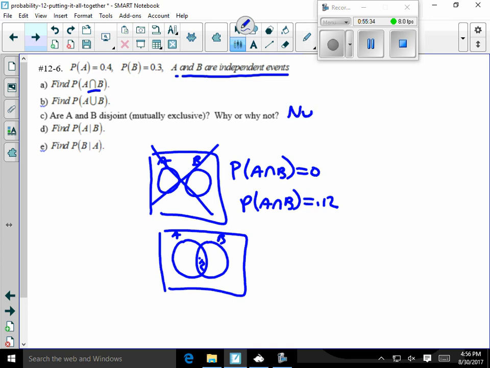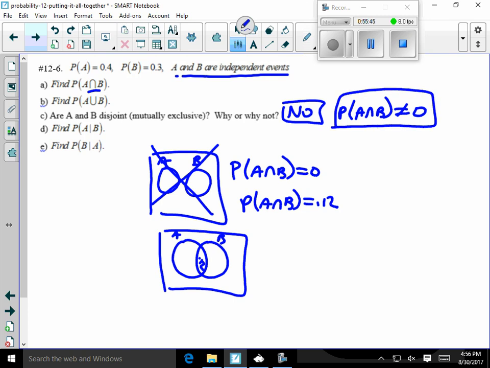So because of that, the answer to this is no. They're not mutually exclusive. And the reason for that is because the probability of A and B is something other than 0. So I would use that as the reason. Or you could just say because there's overlap.